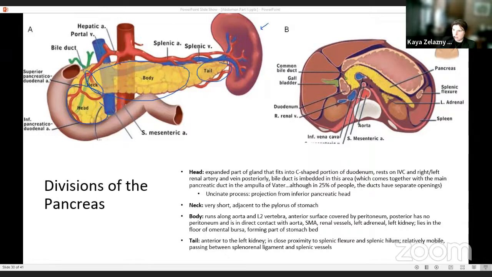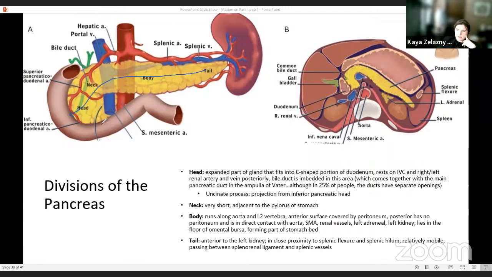Okay, all right. So beginning with the head, we have an expanded kind of portion fitting into that C shape. It's actually sitting and resting on the inferior vena cava, as well as the renal arteries and veins. Now, also through this region, we have the bile duct. It's actually going to be kind of embedded in the pancreas as it's running through this area. And it's joining together with the pancreatic duct, which was yellow in the previous image, isn't on here, but they're coming together at that ampulla of Vater and going into the duodenum.